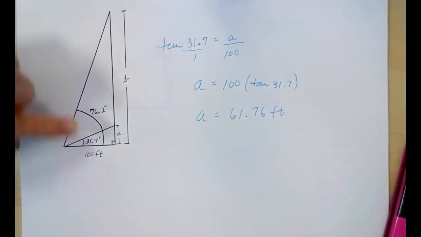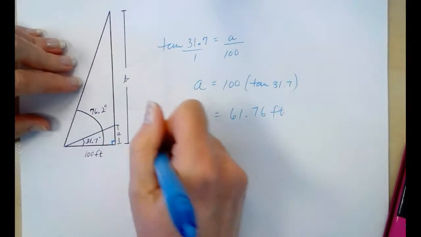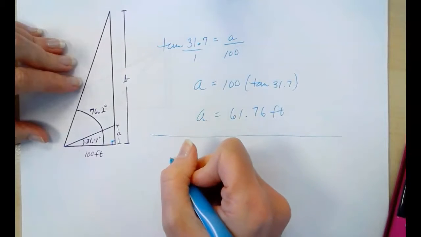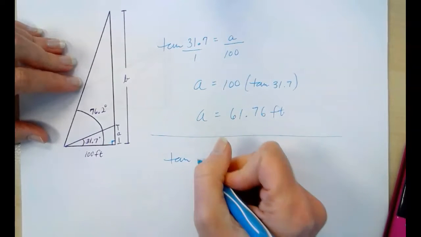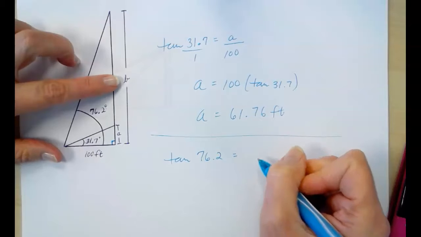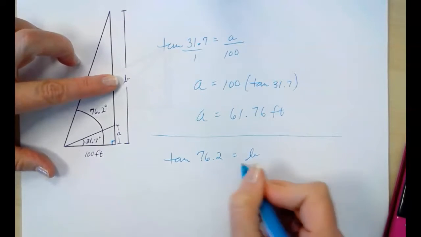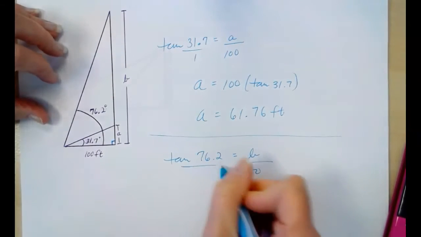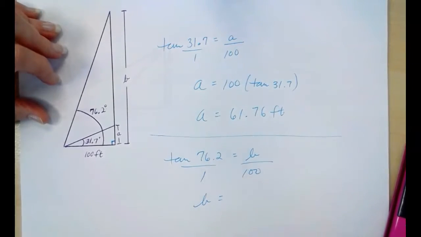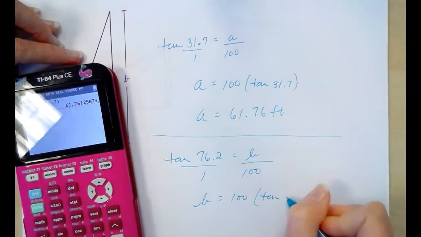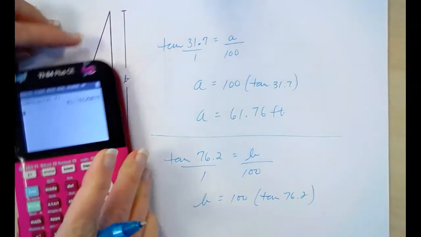B is just the whole thing. The whole angle is 76.2. Let's use tangent once again. The tangent of 76.2 equals B, which is the opposite side, over the adjacent, which is 100. Cross multiply again, and we've got B. So that is going to be 100 times tangent 76.2.